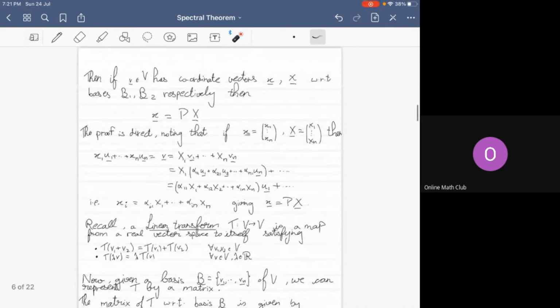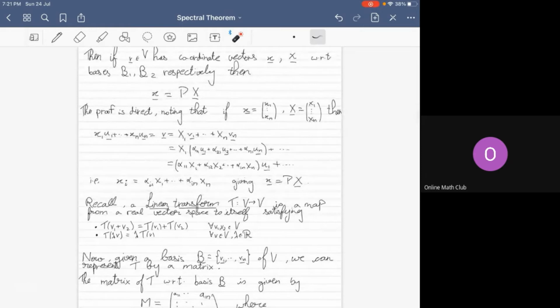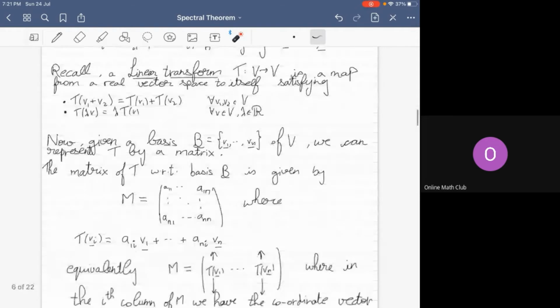So, the proof of this is pretty straightforward, just some manipulation. Let's take a vector X in the space, which is Rn in this case, and consider the coordinate vector of X with respect to it.